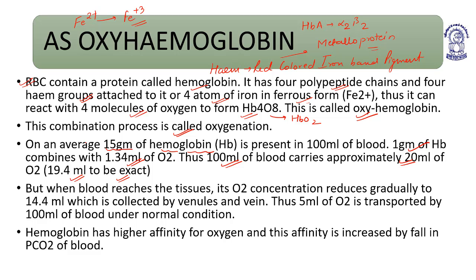So 15 gram of hemoglobin is present in 100 ml of blood, and 1 gram of hemoglobin combines with 1.34 ml of O2. Thus, 100 ml of blood carries approximately 20 ml of O2, 19.4 ml to be exact. But when blood reaches the tissues, the oxygen concentration reduces because the dissociation of oxyhemoglobin takes place.